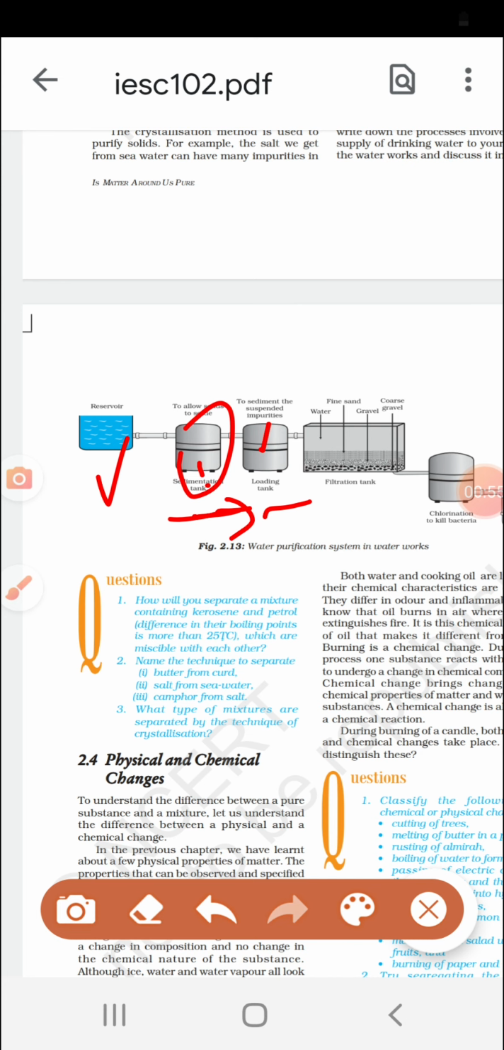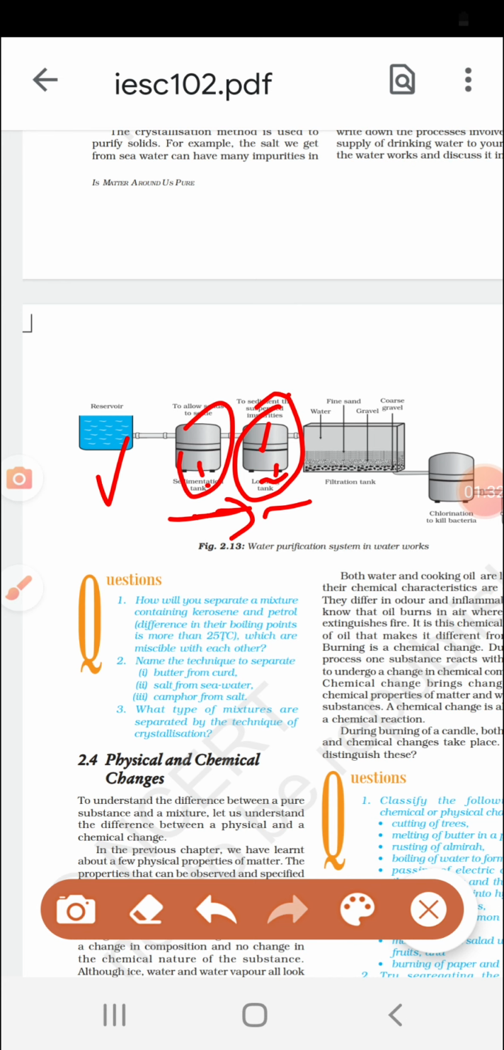Now in the loading tank, some amount of alum is added. These heavy particles of the alum deposit on the suspended clay particles which are present in the water, and these suspended clay particles get loaded with the alum and become very heavy and settle down at the bottom of this tank. Now by this process, we can remove the suspended clay particles from the water.